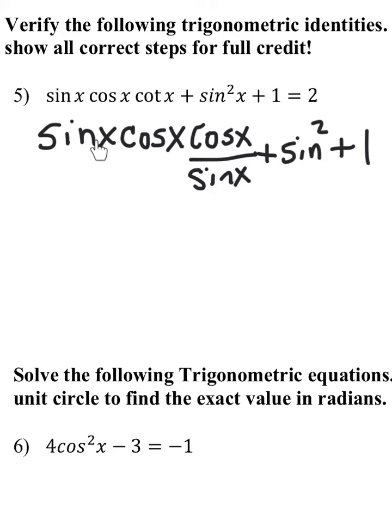We can cancel out this sine and this sine. Since these things are all multiplied together, we're allowed to cancel out the sines. So we're going to do that. Cancel, cancel. So let's see what we have left.